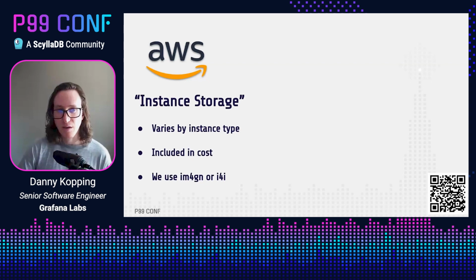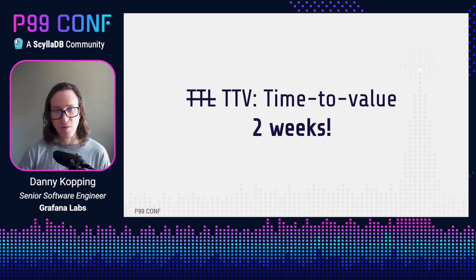There is something similar in AWS called instance storage. Now these aren't an arbitrary number of disks that you can attach to some instance. This is an SSD that comes with the instance type. So we use IM4GN or I4I nodes, and those come with SSDs built in, and they range in size and cost, but it works out to be roughly the same as Google Cloud.